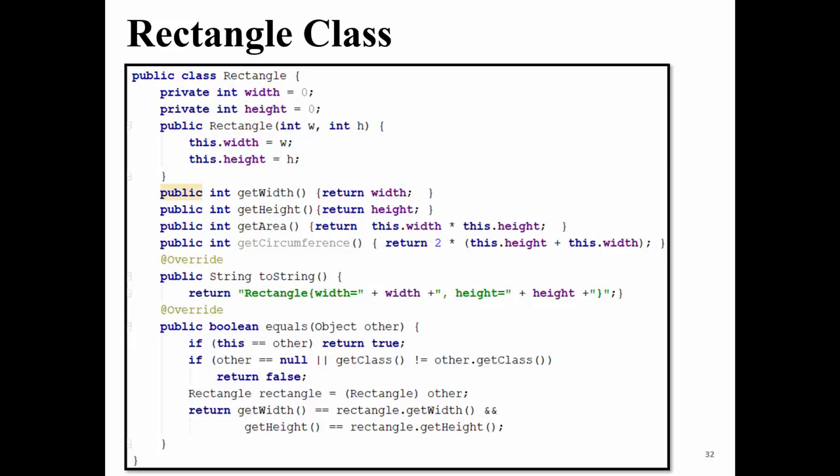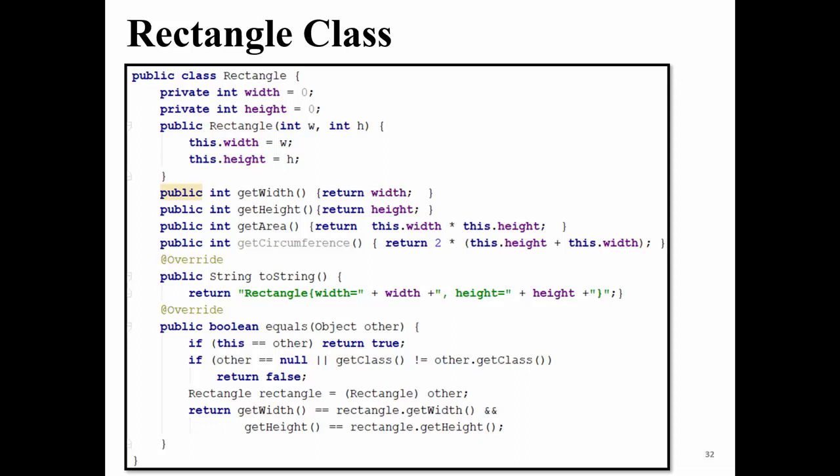Before we proceed, we discuss this rectangle class. As you can see on this rectangle class, we have private attributes, width and height, and we initialize them to 0, 0. And we have a constructor, a parameterized constructor. We receive W and H, and we assign them to width and height. And then we have some get methods, get width and get height. And also we have get area, which returns the area of the rectangle.